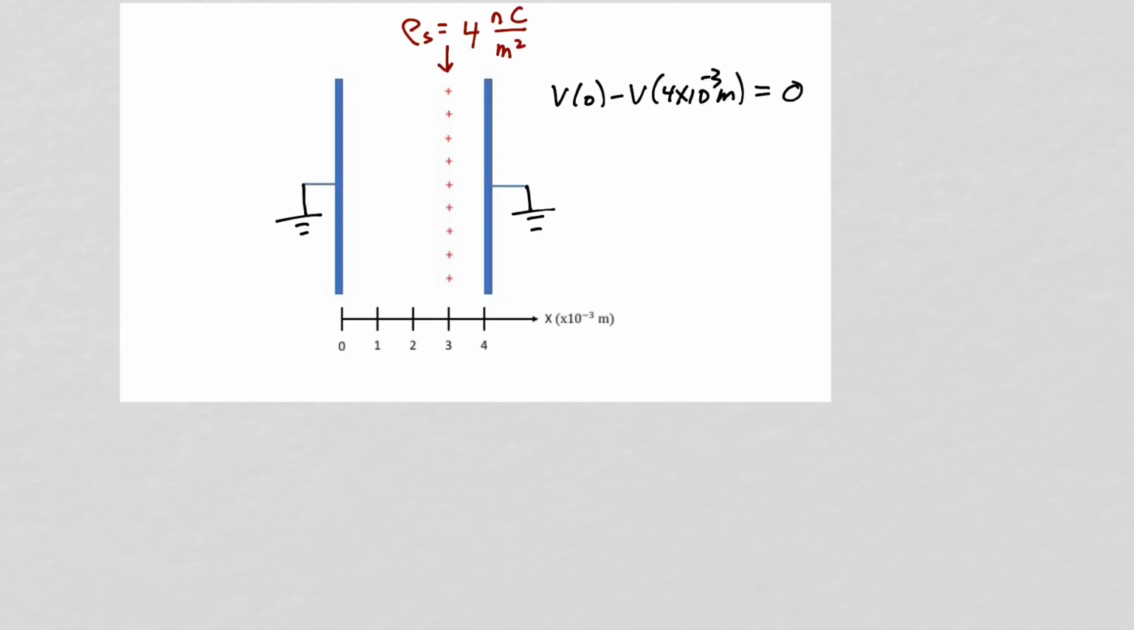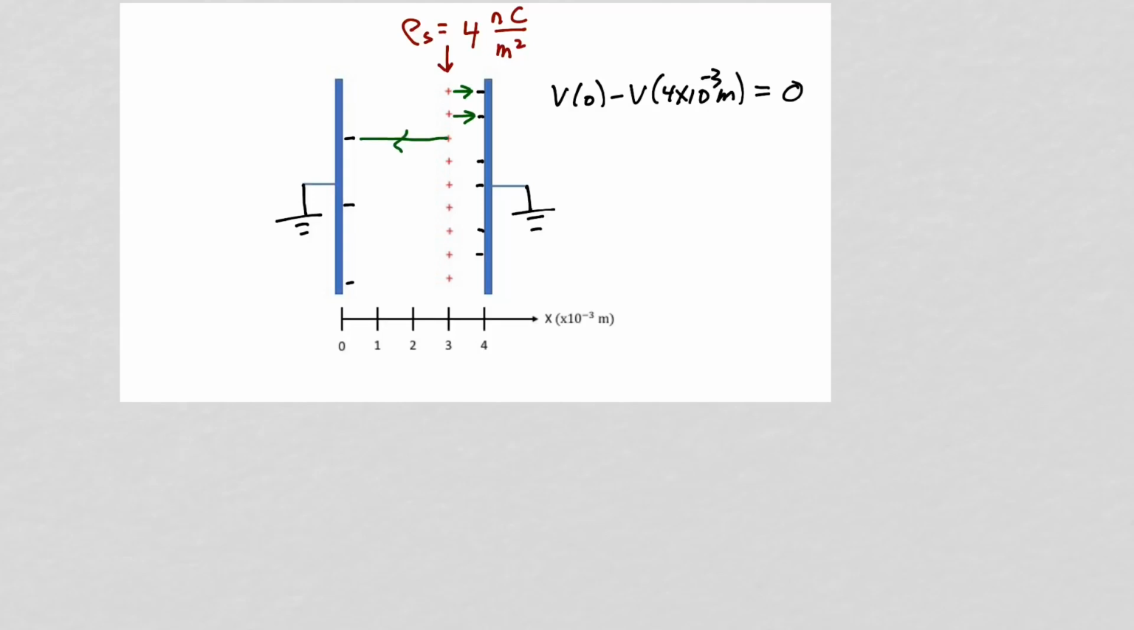So if you think about it, those positive charges are going to attract negative charges. But since the positive plane of charge is closer to the right plate than the left plate, there will be more free charges attracted to the plate at 4 times 10 to the minus 3 meters than the plate at 0. And we're going to assume negligible fringing fields.